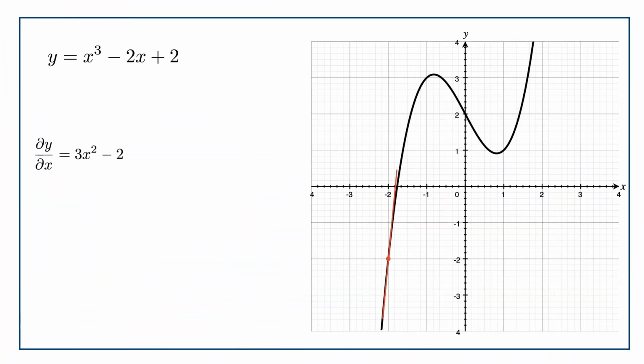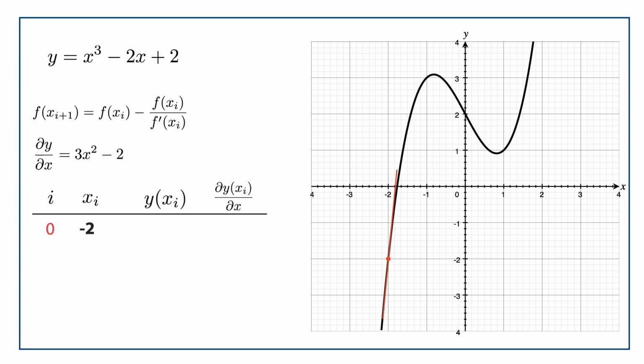So I can write down an equation for my new guess, x_{i+1}, based on my previous guess at attempt x_i, as being my original guess minus the value of the function divided by its gradient. So let's see how it plays out. We can make a table starting with our initial guess at i equals 0, and then we can find the gradient and the intercept, and use that to generate a new guess.